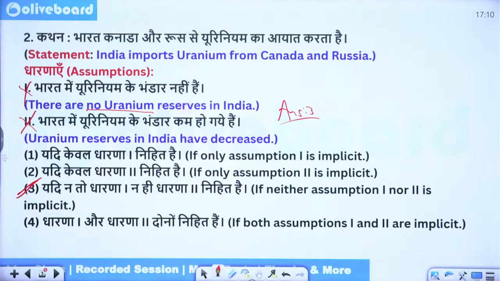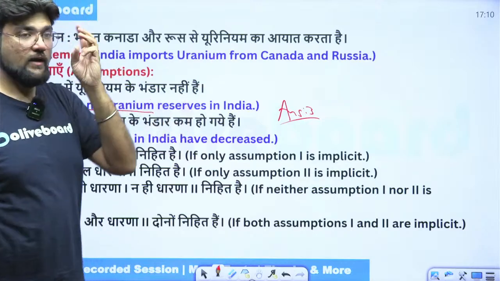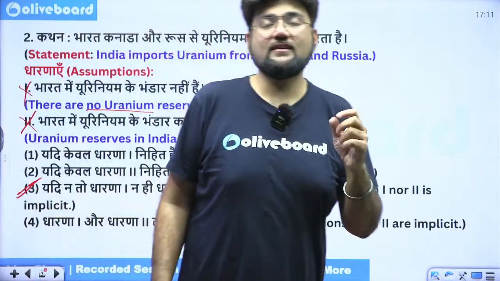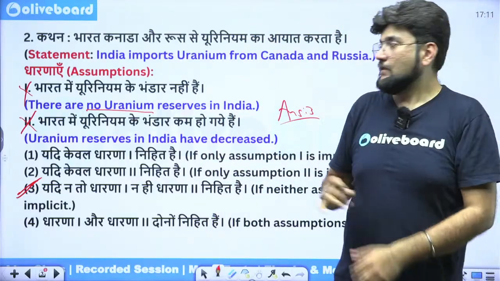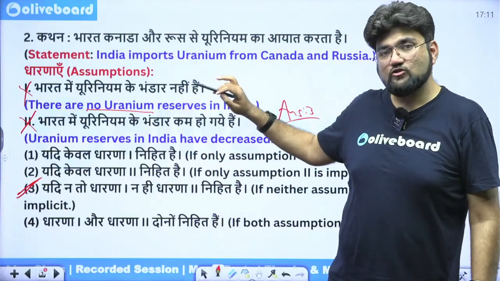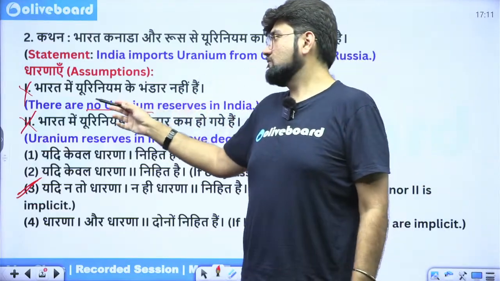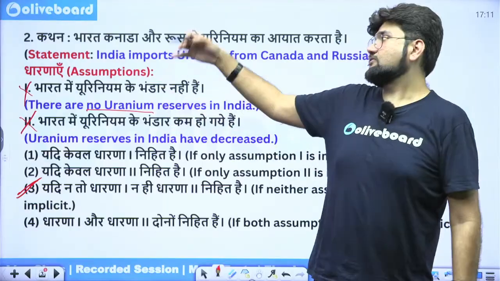Okay. India imports uranium from Canada and Russia. That's all the author is saying. See, you can never breach the third important rule. That rule is you cannot go outside the scope of your statement. You have to stay restricted in what the statement is saying. Now here what happens is you are actually breaching the scope of the statement. How? You are thinking that, okay, India probably does not have any uranium reserves, hence we are importing.